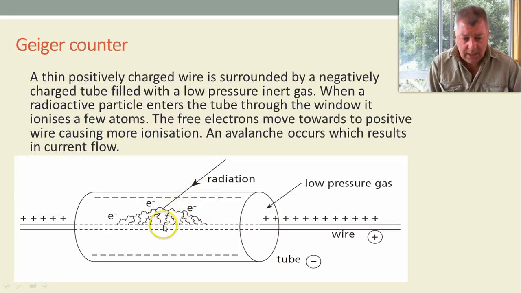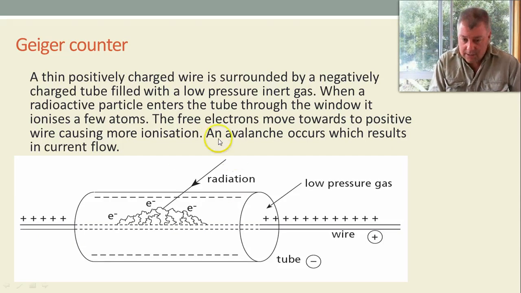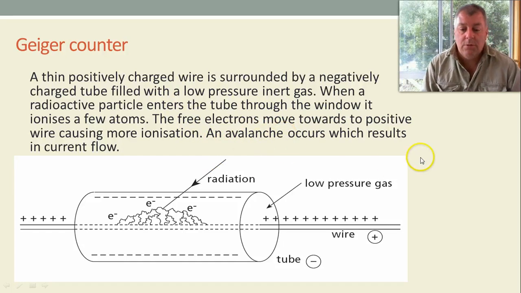What happens is you get a current generated in this wire, and that spike in current is a recording of a radioactive event. And so on our Geiger counters, when you hear that chirping sound, that's what's happening every time there's a chirping sound. I think this explanation calls it an avalanche. An avalanche of electrons occurs, which is a pretty cool way of saying it. But that's how they work, basically, simplistically.